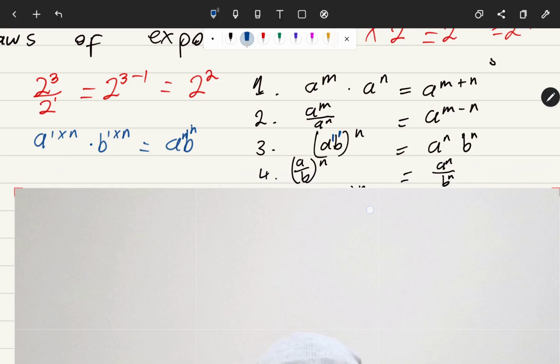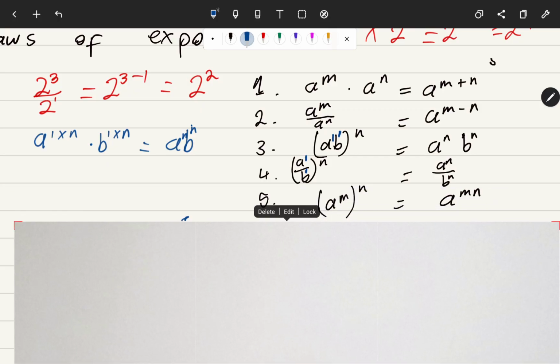Let's go to number 4. Number 4 is also saying the same thing as number 3. It's just that here, instead of a product, we are dividing: a divided by b, all to the power of n. It's the same thing. You have your a to the power of 1, your b to the power of 1, so we're just going to multiply these exponents, right? That's just it.